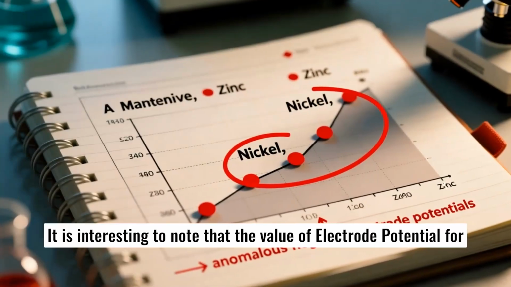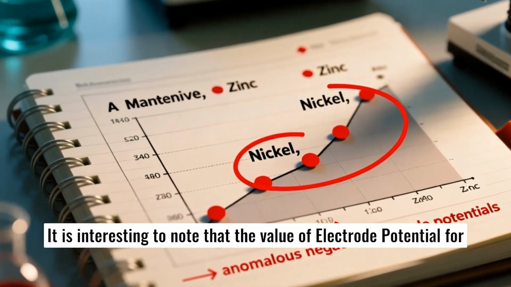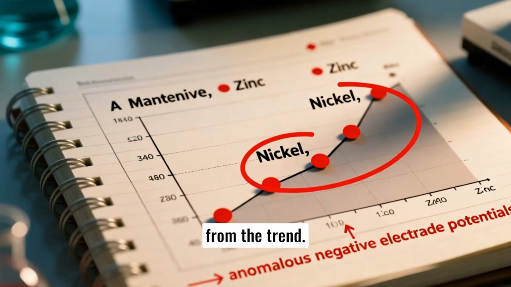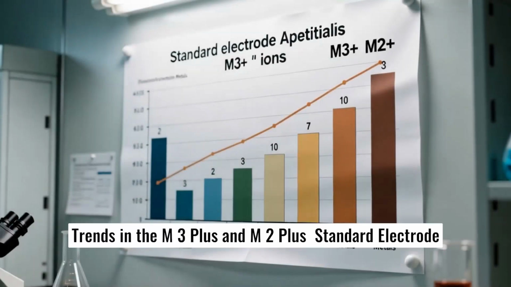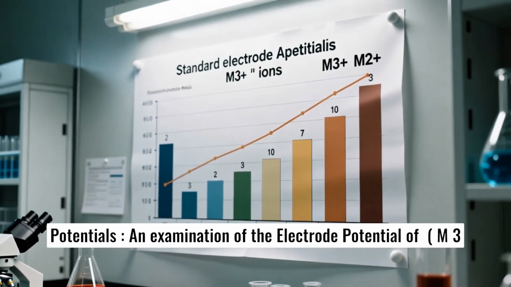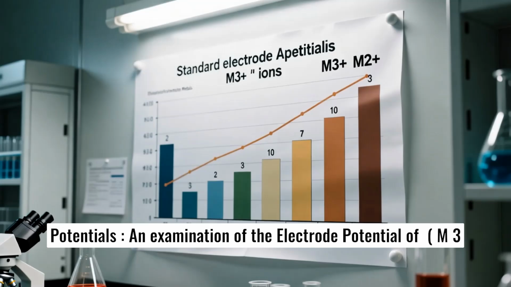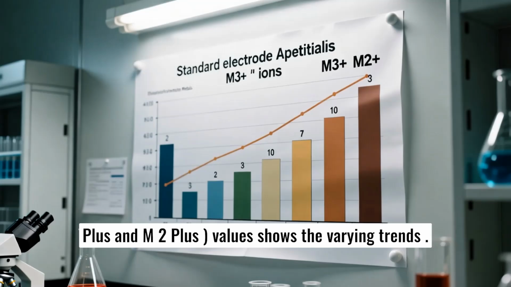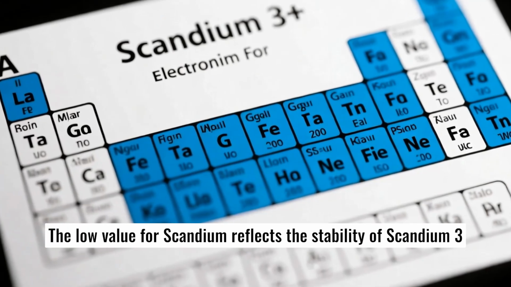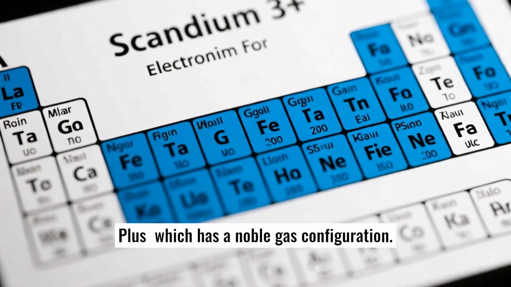It is interesting to note that the values of electrode potential for manganese, nickel, and zinc are more negative than expected from the trend. Trends in the M3+/M2+ standard electrode potentials. An examination of the electrode potential of M3+/M2+ values shows varying trends. The low value for scandium reflects the stability of Sc3+, which has a noble gas configuration.